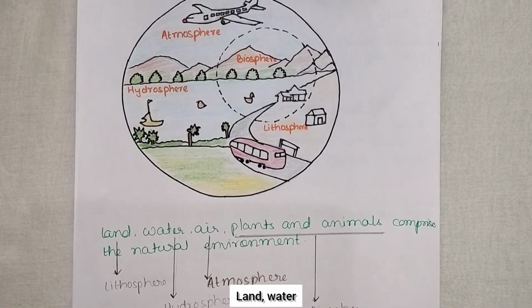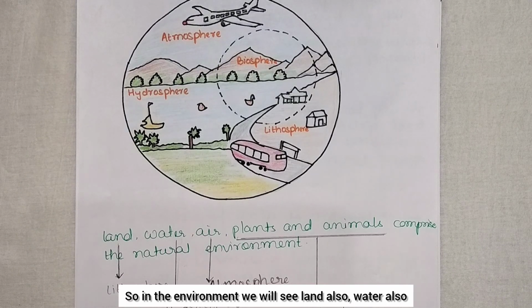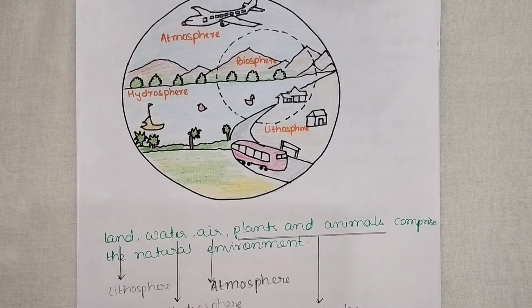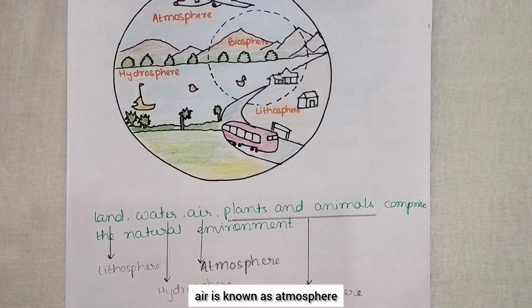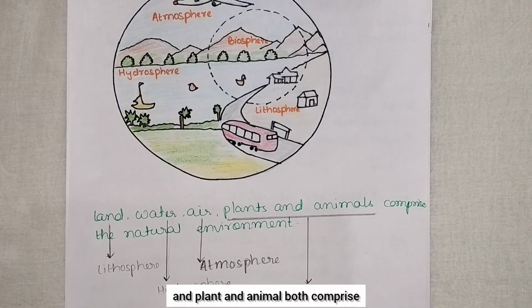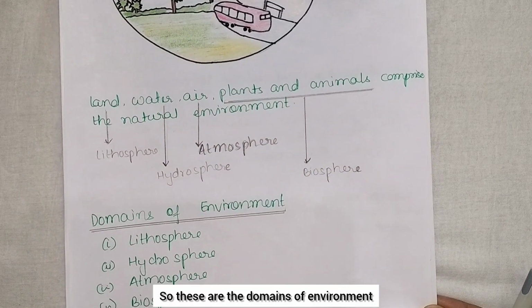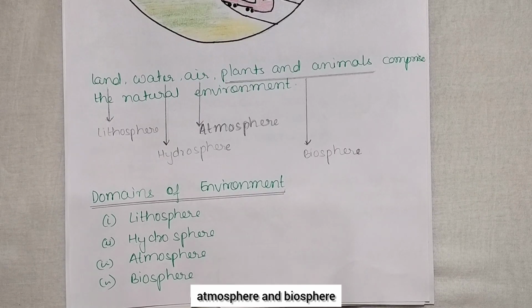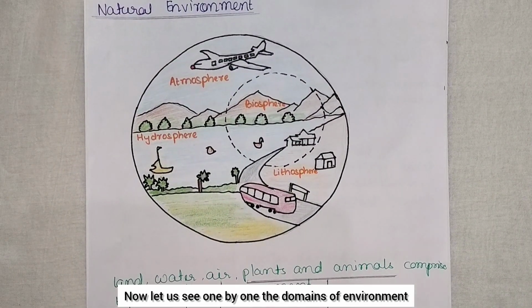Land, water, air, plants and animals comprise the natural environment. So in the environment we will see land, water, air, and then plants and animals also. Land is known as lithosphere, water is known as hydrosphere, air is known as atmosphere, and plants and animals together comprise the biosphere. So these are the domains of environment: the lithosphere, hydrosphere, atmosphere and biosphere. Now let us see one by one the domains of environment.